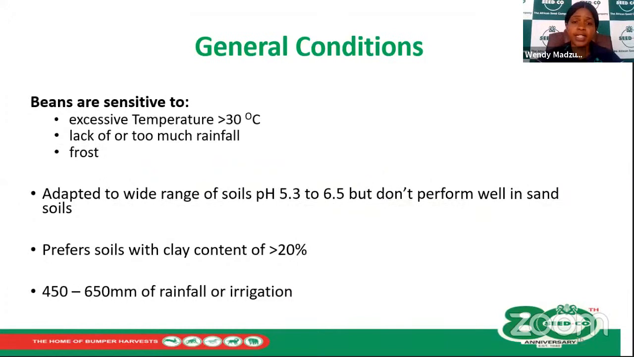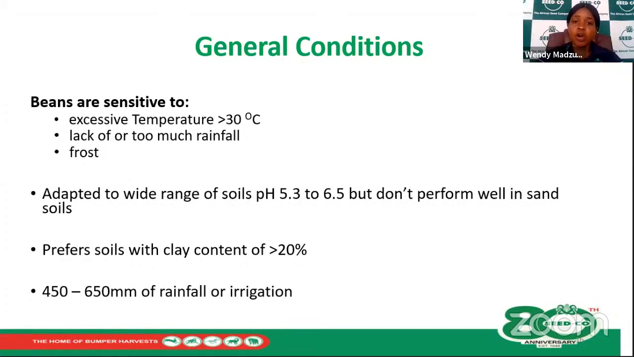Just to highlight the general conditions that you need to look at when you want to establish sugar bean. Sugar bean is sensitive to excessive temperatures of above 30 degrees and to a lack of or too much rainfall, which is why for those farmers who wanted to establish around the end of December, it was a bit tricky because of the rainfall that was persistently received during that time. So it's tricky to establish sugar bean when rainfall is very high.